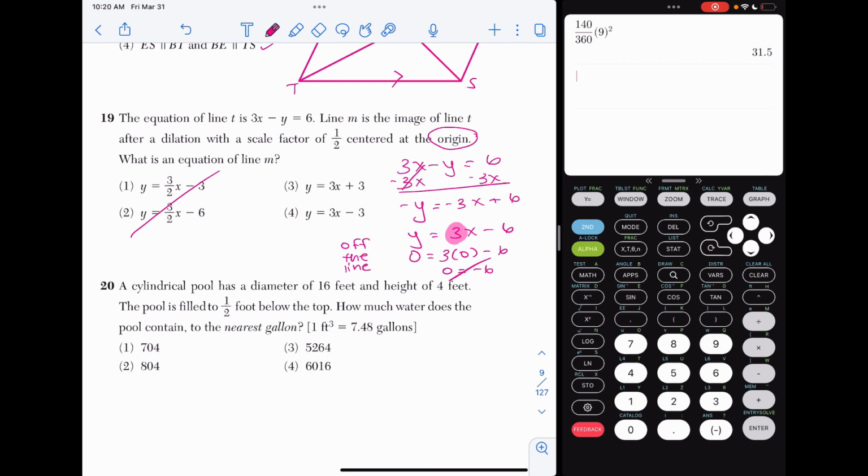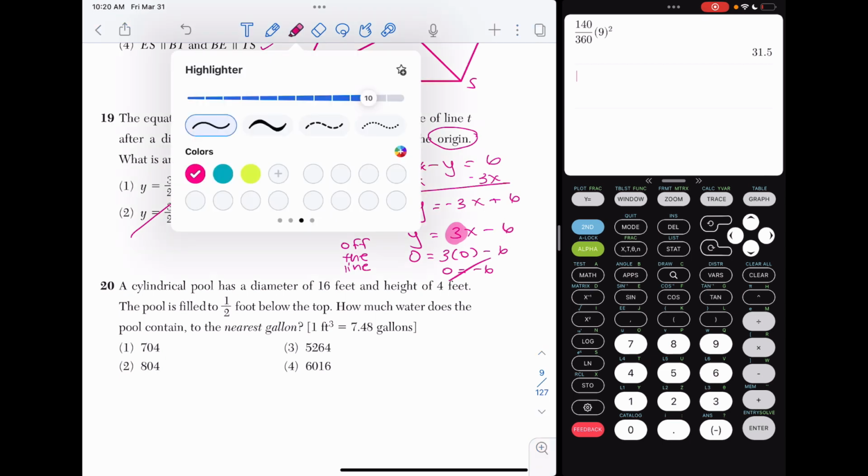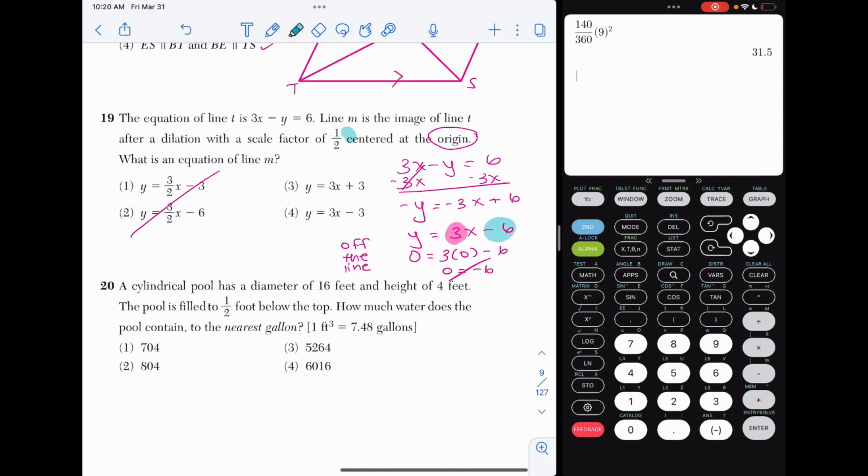So the y-intercept was -6. Multiply it by, I'll do this in different colors so you can see. Multiply it by the scale factor of 1/2, and I get -3. And that gives me choice 4. Let's say, for instance, that we did get that the point was on the line. You would keep the entire equation the same.